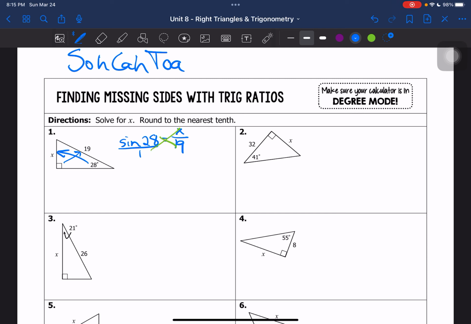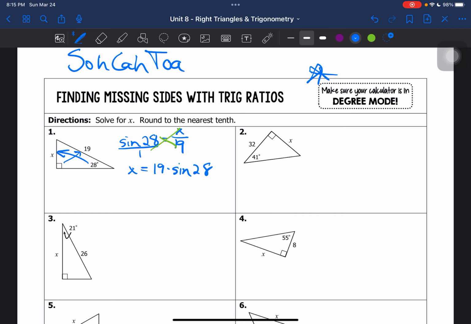So x times 1 is just x, and then I'm going to have to take 19 times the sine of 28. And this is where you're going to use your calculator, because we can't really figure out what the sine of 28 is without a calculator. An important thing when you're using that sine button on your calculator is to make sure your calculator is in degree mode. And I can show you guys how to make sure about that when we're in class.